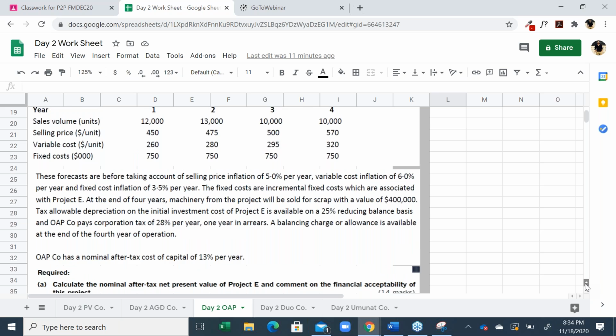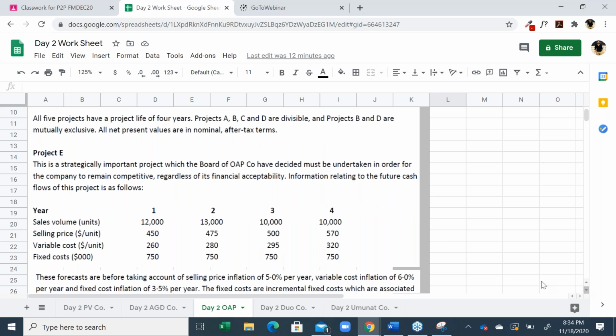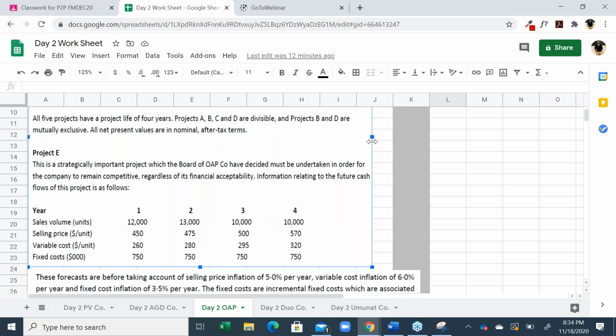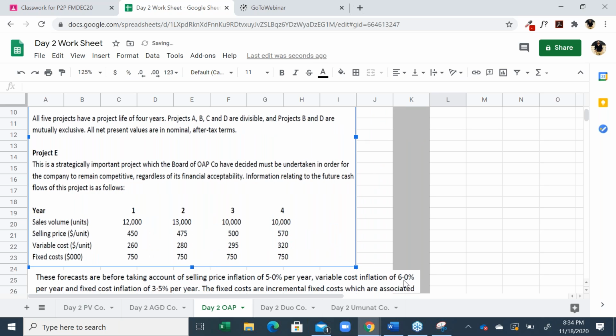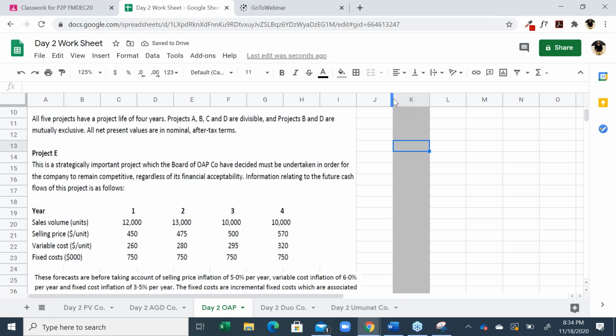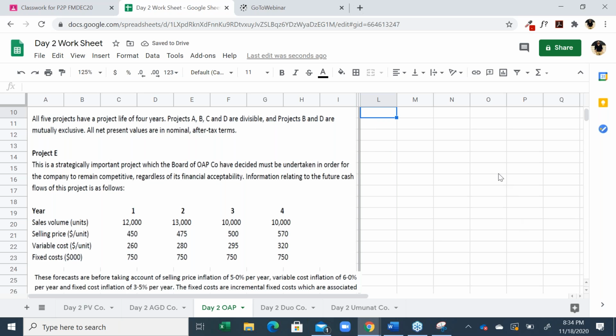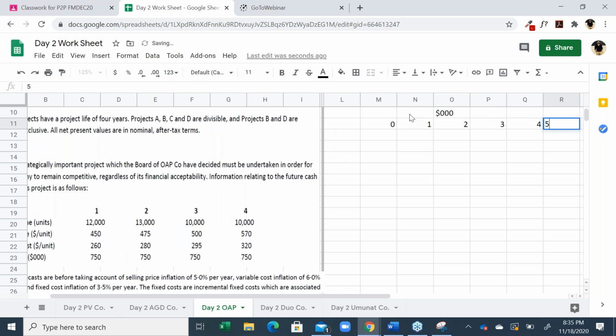Okay. So let's do the calculation now. Let me make some space. This is a 4 year project, and we must report the figures in thousands. 0, 1, 2, 3, 4, and we should have a fifth year column because of the tax being paid in arrears.